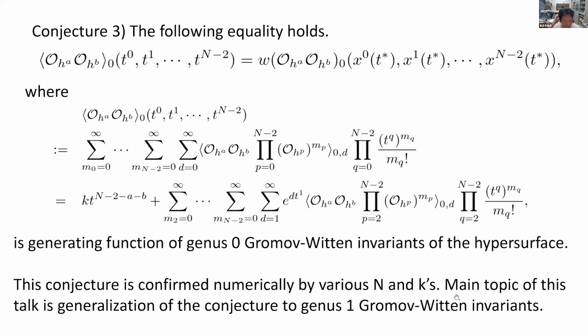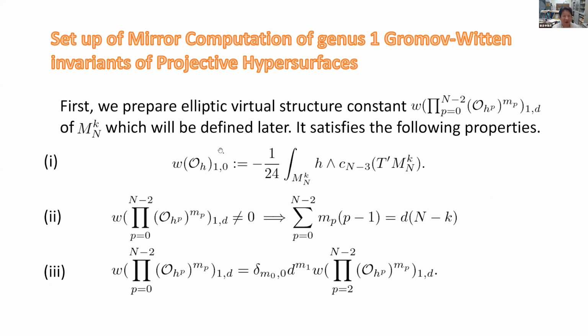And the main topic of this talk is the generalization of the conjecture to genus 1 Gromov-Witten invariants. In other words, counting genus 1 curves, elliptic curves, in the hypersurfaces. So let us introduce the setup of mirror computation of genus 1 Gromov-Witten invariants of projective hypersurfaces. First, we prepare elliptic Yukawa structure constants of this kind. This is related to genus 1 curves in the hypersurfaces, and the definition will be shown in a later slide.